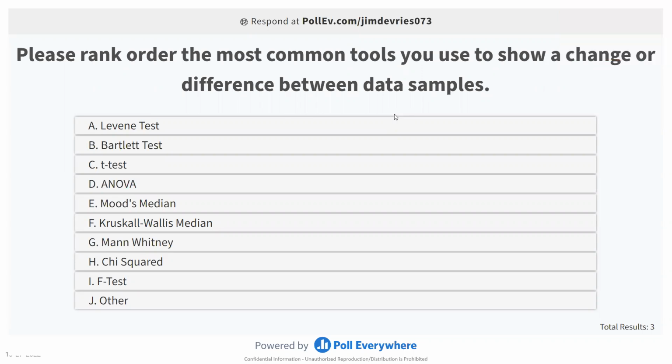So this is a rank order poll. What you'll do is move things up and down the list. What we'd like you to do is at least sort your top 3 or 4, so that we can get an idea across the folks that are involved in this webinar.